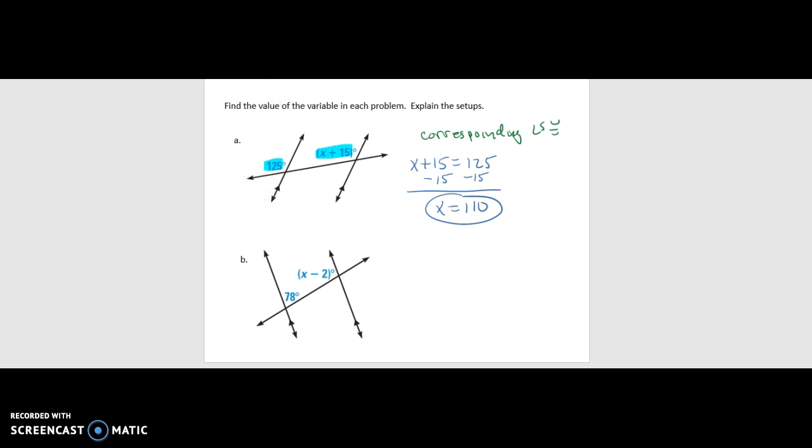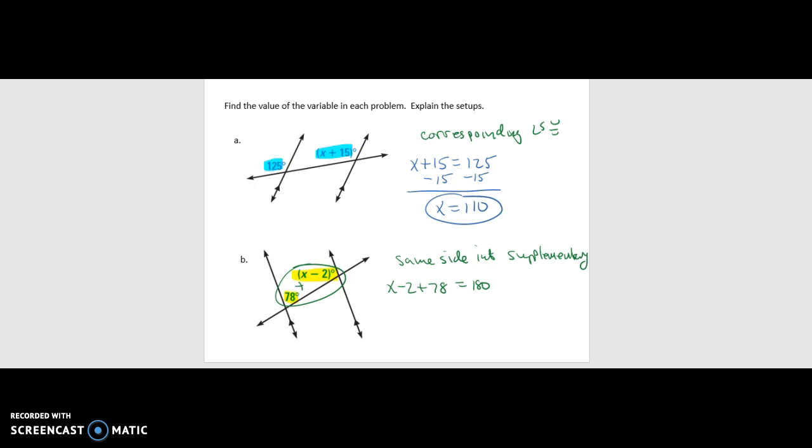Okay? Now the next one, when I compare these, what's the relationship between these two angles? Those are same side interior angles. What do we know about same side interior angles when lines are parallel? They are supplementary. Therefore, I know right away that these two angles are going to add up to 180 degrees. So x minus 2 plus 78 degrees will add up to 180.